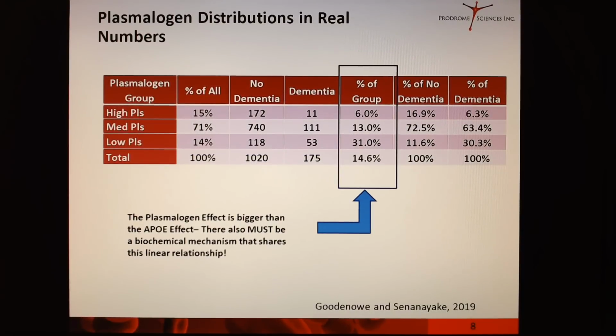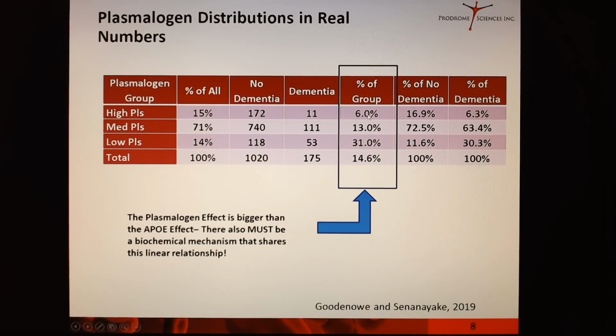If we look at the plasmalogen levels, since plasmalogen levels are a continuous variable, not like a genotype, which is either yes or no, we have people with low levels, medium levels, and high levels. So we have to group people into groups. We group the high plasmalogen level subjects, the top 15%, then the medium plasmalogens are around 71%, and those with low plasmalogens are in that 14 to 15% range.